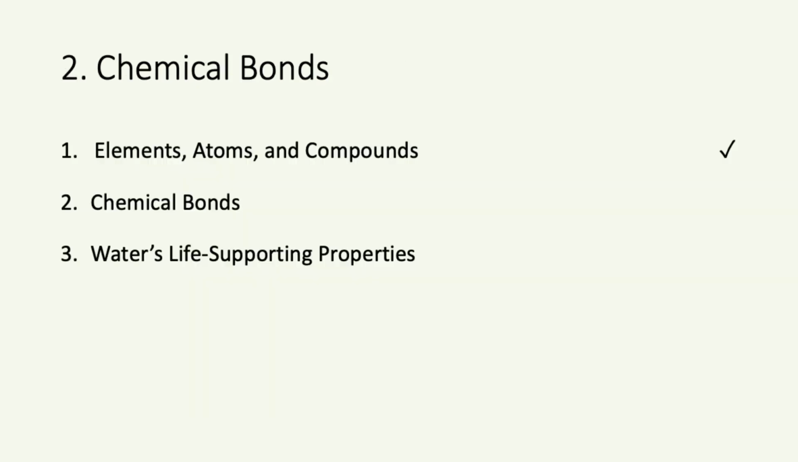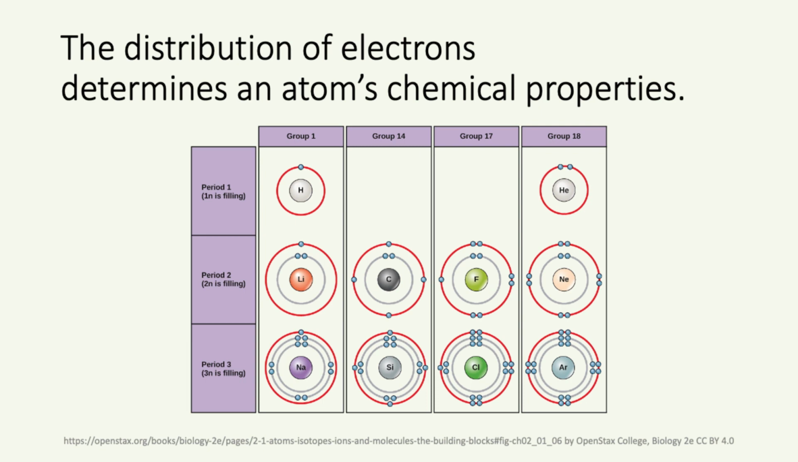Now, let's delve into one of the fundamental concepts in biochemistry, chemical bonding. The distribution of electrons determines an atom's chemical properties. Electrons can be located in different electron shells, each with a characteristic distance from the nucleus. An atom whose outer electron shell is not full tends to interact with other atoms and share, gain, or lose electrons, resulting in attractions called chemical bonds.